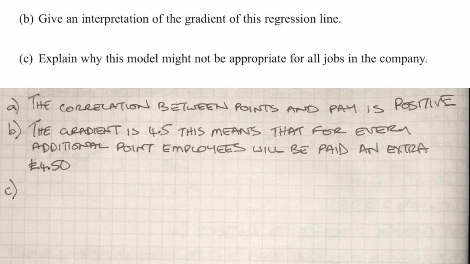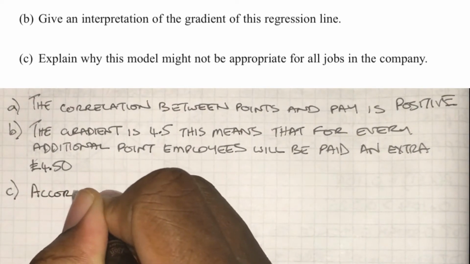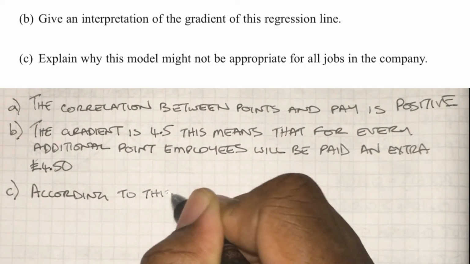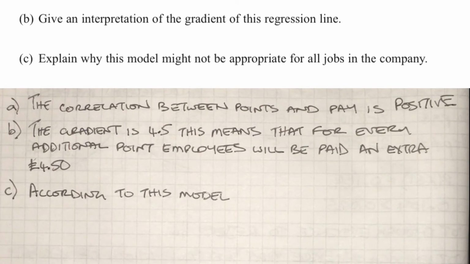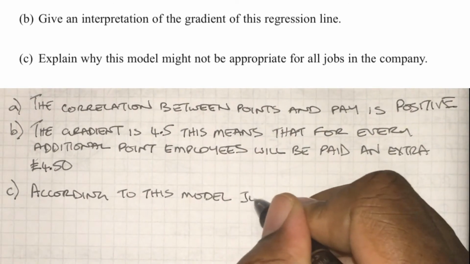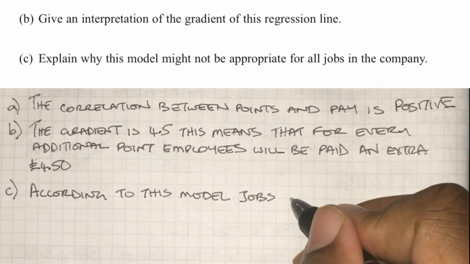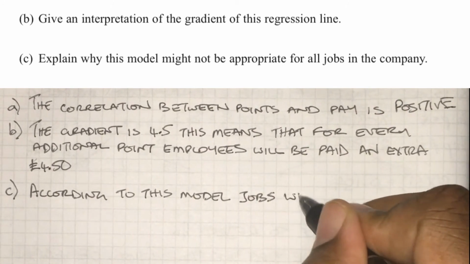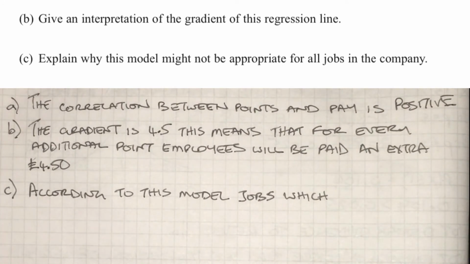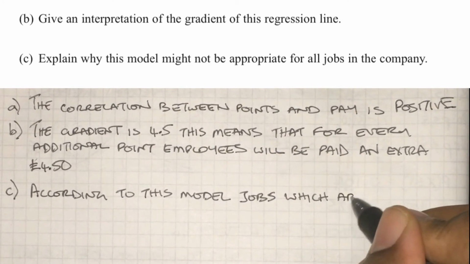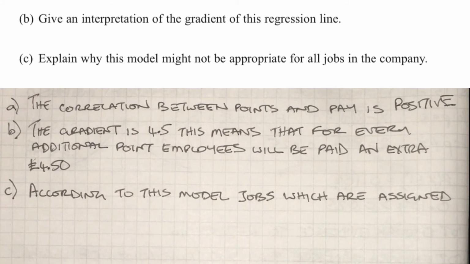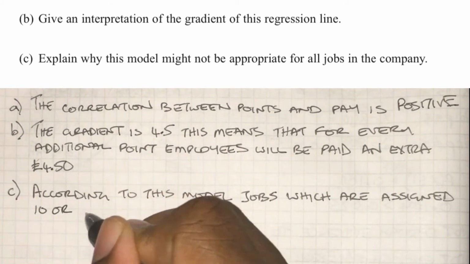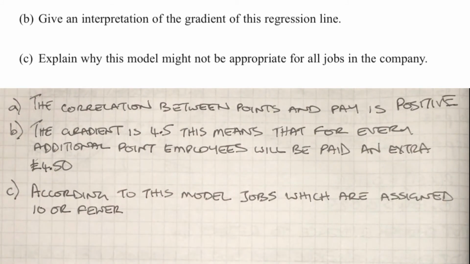So in part C, we've been asked to explain why the model might not be appropriate for all jobs in the company. So we're really looking to see whether or not this model makes sense all of the time. Looking at the values involved, I spot straight away that if I had a low value for x, I would get a negative number. Which means if there was a low number of points assigned to a particular job or to a particular employee, they will get a negative value for the amount of pay that they're meant to get, which obviously doesn't make sense.